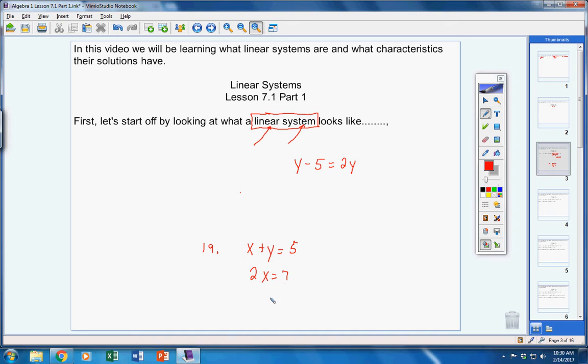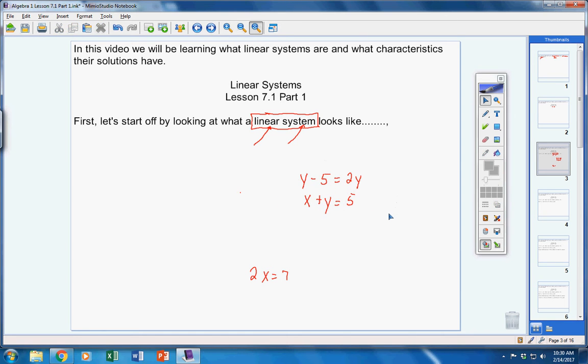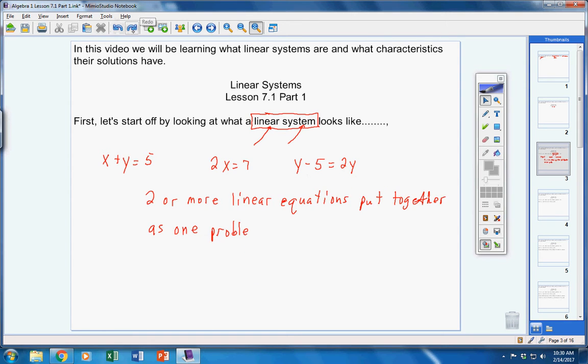Now you're probably saying, what in the world? How would this help me? Well, we're going to look at word problems later, examples of how these are practical, and we're also going to look at how we solve them later. You could put this equation here with this equation, and if this was one problem, that would be a linear system. So a linear system is two or more linear equations put together as one problem.